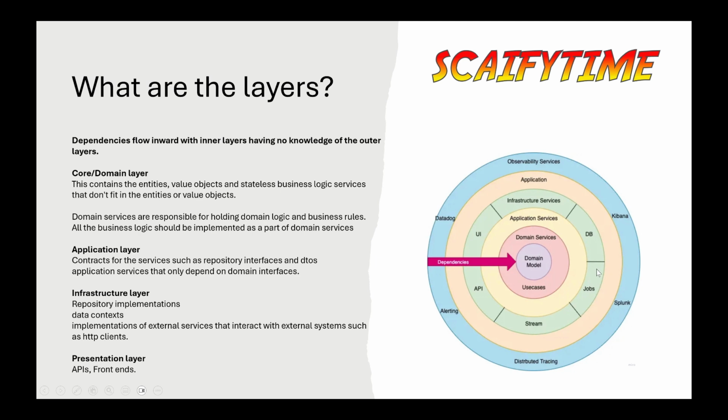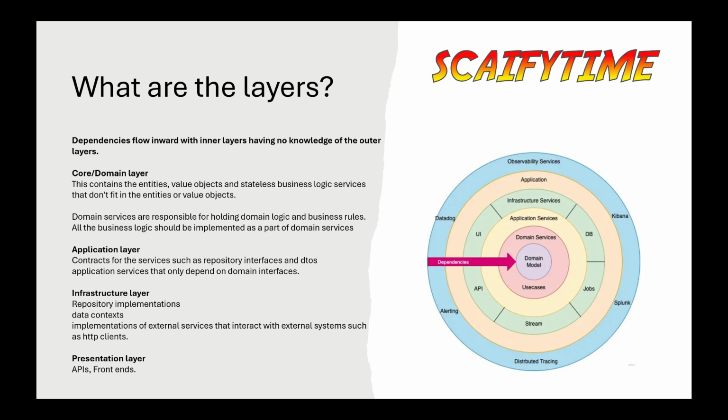The application services layer, you see in yellow, sits outside the domain layer, and this is where the contracts for services and repositories reside, along with any DTOs, data transfer objects, that we would need.